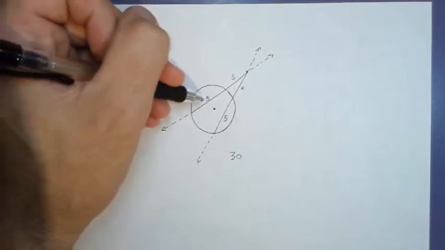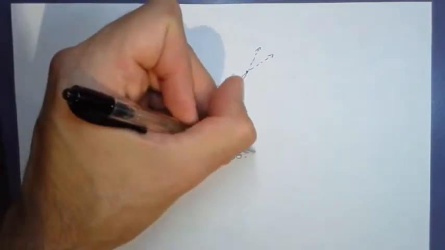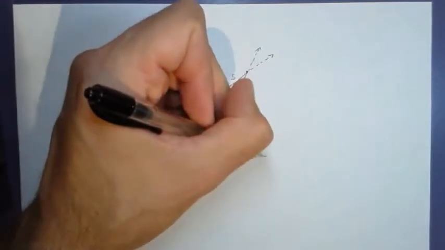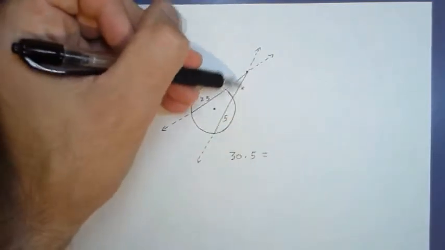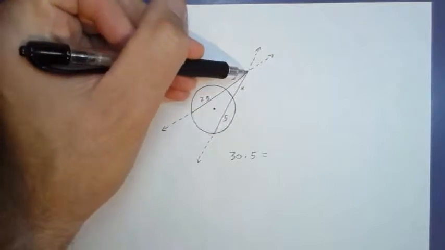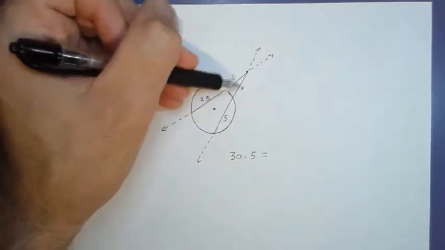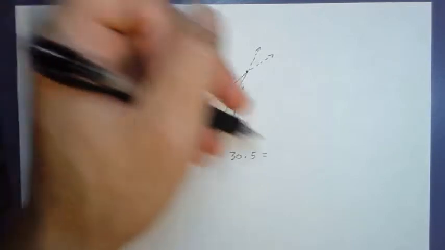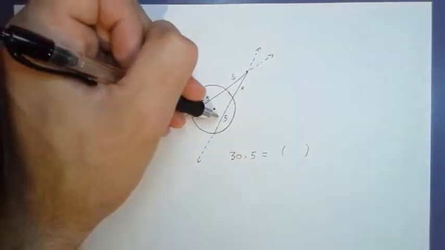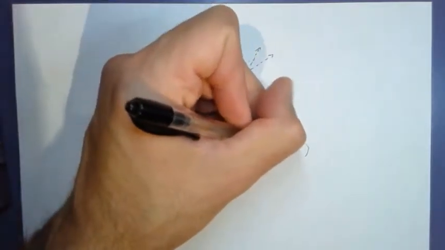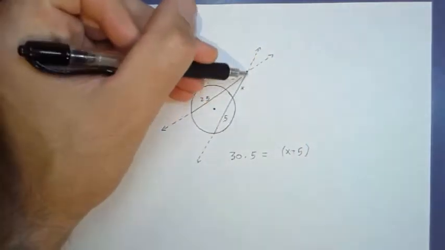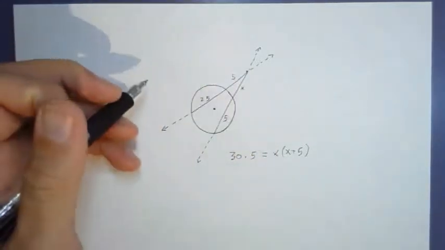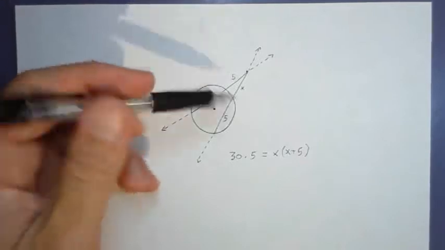The product of 30 with the external part, which is 5, for this secant, is equal to the product of the whole length, as we add these together, like we added these two together. I'm going to write that in parentheses. Let's call that x plus 5 times the external segment x. So there's the setup for the problem.